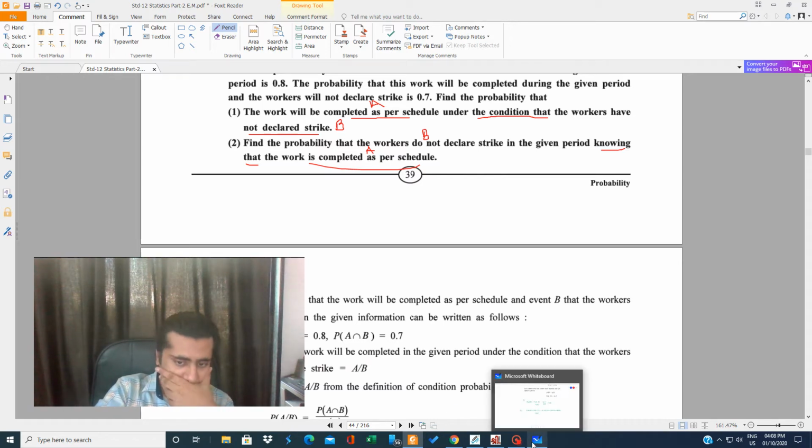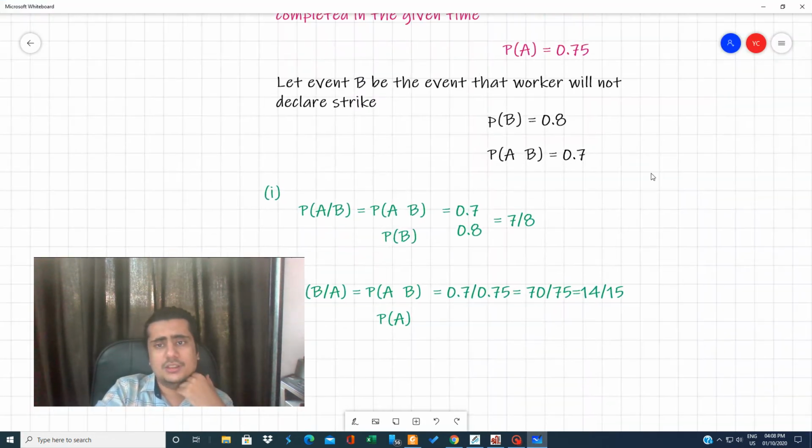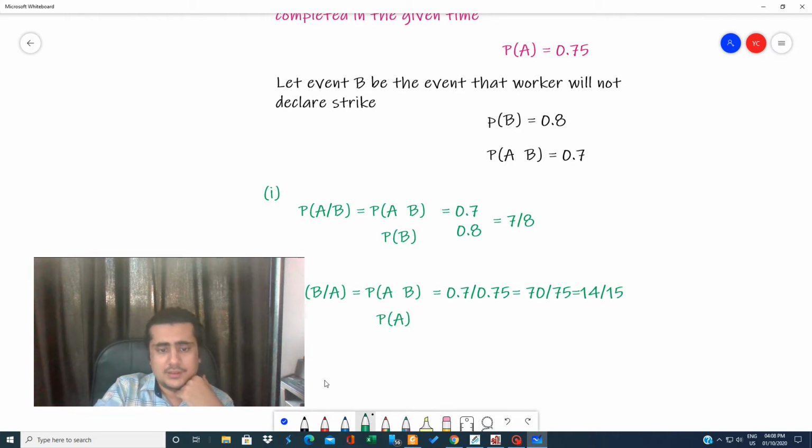How to solve this? In the question, all three things are given. A is given, B is given, and the intersection is given. First question is A upon B. What is A upon B? It is A intersection B upon B. So A intersection B is 0.7 and 0.8 is P of B. So it is 7 by 8. Second question, B upon A, it is A intersection B upon A. So A intersection B is 0.7 upon 0.75.